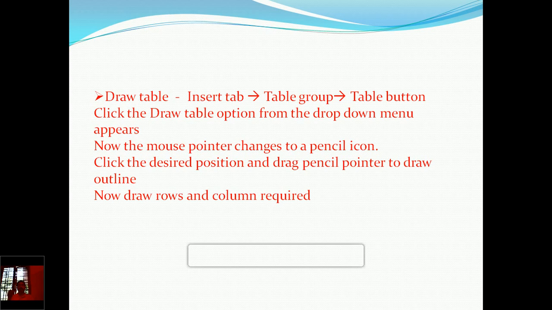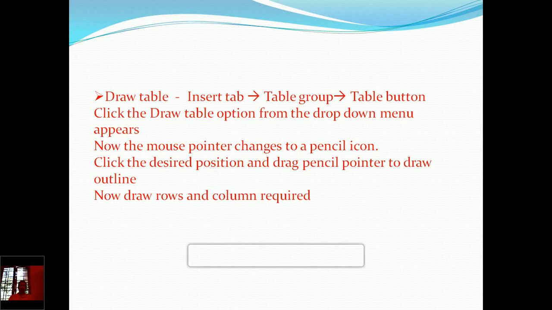While we are discussing this particular feature, when you select the Draw Table option, a pencil icon appears. The mouse pointer changes to a pencil icon, so that by seeing it you can understand that now we can start drawing. First of all we draw the outline of the table, then come inside the table and draw rows as well as columns.